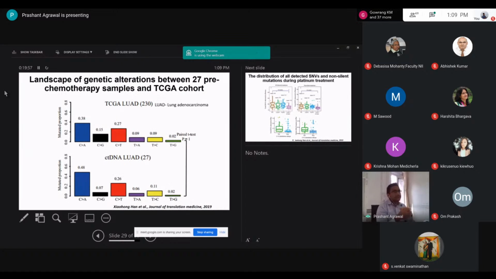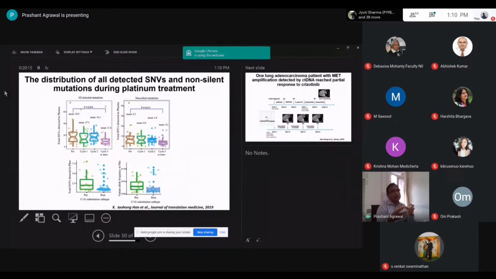So this is where you could see that again they found different kinds of alterations in 27 pre-chemotherapy samples, and they even compared with the TCGA. So you could see the alterations, and this is where they have compared with the study from the TCGA. So the distribution of all detected SNVs you could see in pre-cycle, cycle 1, cycle 2, cycle 3. You could identify there are some non-silent mutations, some substitutions from C to G, and you could again realize that every cycle there are some changes happening at the level of SNVs, and there are different kinds of mutations which are accumulating.